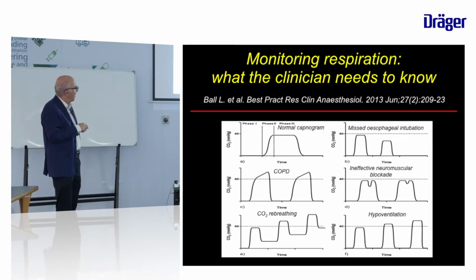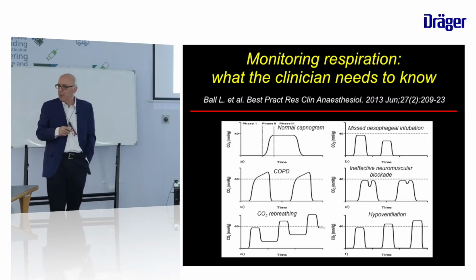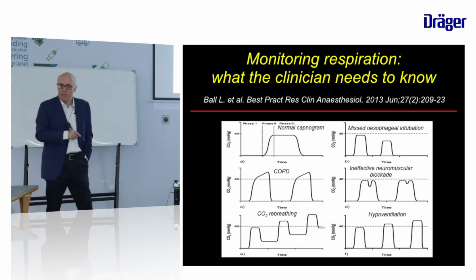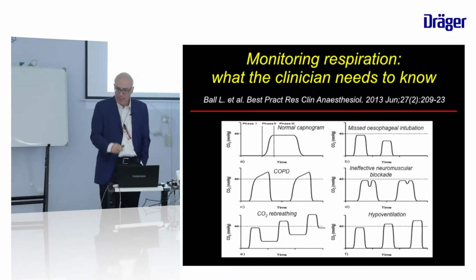When you have CO2 rebreathing, you have a progressive increase in the end-tidal CO2, but also at inspiration. You see here at inspiration. When you have missed esophageal intubation, you know this is one of the best methods to detect the missed intubation. Ineffective muscular blockade, you can have some swings, especially here during the expiration. You try to inspire and then the expiration. And with hypoventilation, we have a progressive increase in end-tidal CO2 at the end of expiration, but not at inspiration, differently from CO2 rebreathing. So CO2 monitoring is very important.